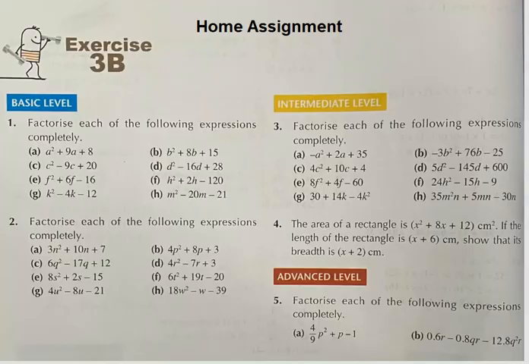Here is your assignment on page number 111, exercise 3b. So I have solved question number 1, part A, a square plus 9a plus 8, and part D, d square minus 16d plus 28. In the second question I have solved part A and part E. In the third question I have solved the first one, part A, and part G. So the rest of the questions are your home assignment. Try to solve these questions. If you have any problem, I will try to solve it in my next video.